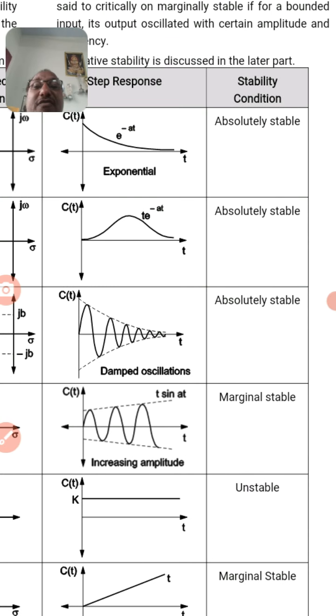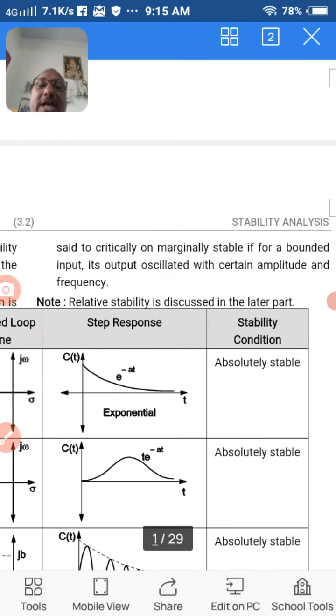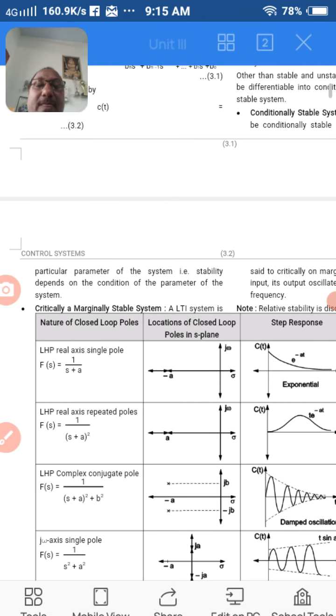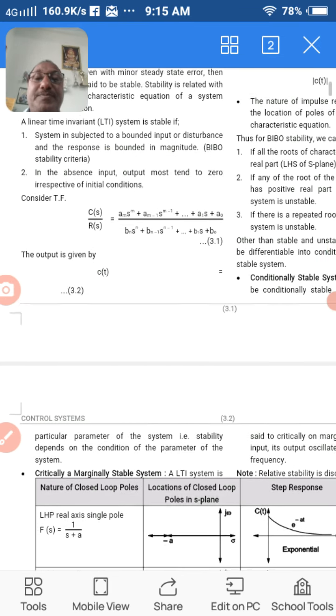In the first box you will find exponentially decreasing, which is nothing but absolutely stable, and even in box number 3, damped oscillation, C of t is related to damped oscillation, which is again an absolutely stable system. A marginally stable system has continuous oscillation whose output does not increase or reduce. It remains stable for the whole time period. It is called a marginally stable system.